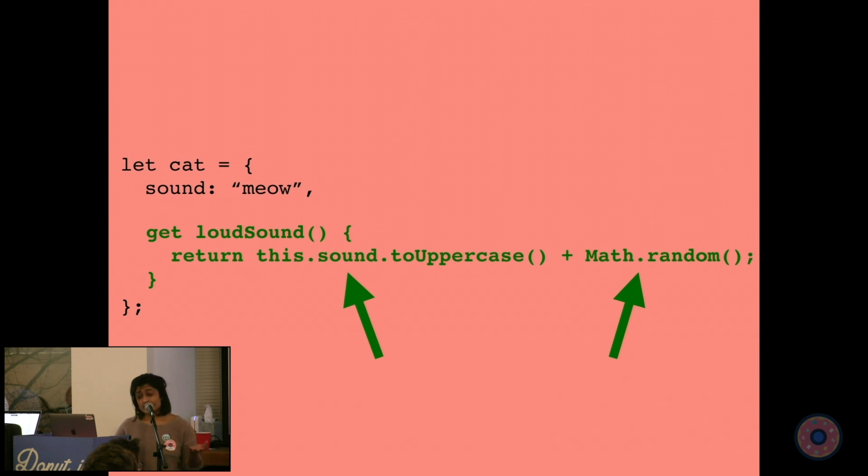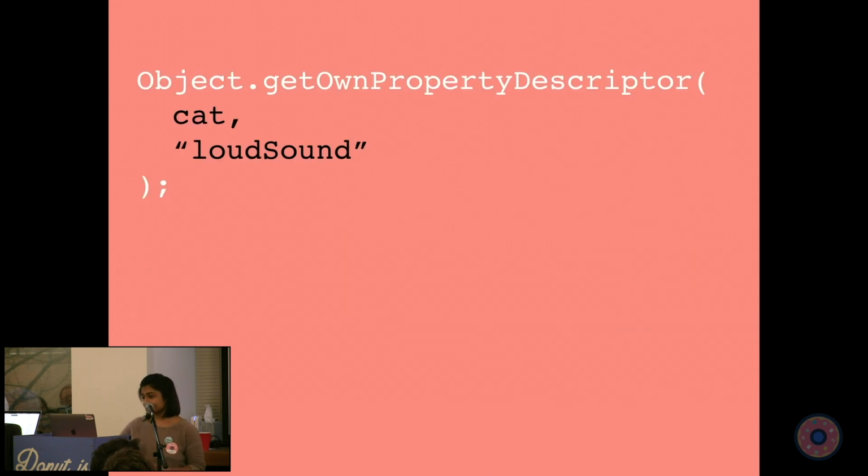So in this situation, we have a getter where you can see it's pulling another property off the object, doing something to it, and then there's just some random math in there because it's dynamic, and I couldn't come up with a better example. But the point is that this getter is going to return a dynamic value whenever you call it. And the way that you call it is similar to how you would call another property on an object. So when we look at the property descriptor for this getter, we can call, again, getOwnPropertyDescriptor and call loudSound, which is the name of our getter function.